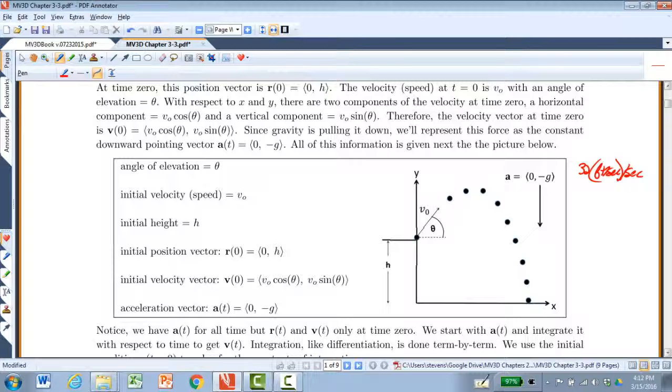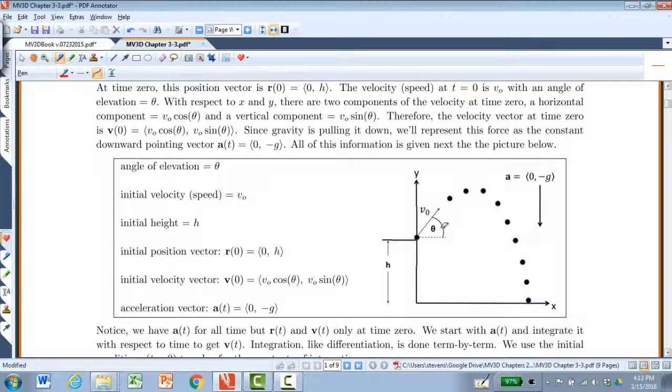And if you wait another second, it'll be 64 feet per second down. And if you wait one more second, it will be 96 feet per second going down. But it's always being drawn down, and it changes the velocity according to this constant acceleration. Right? That's what I mean by projectile. There's no other forces acting on it after it is released.